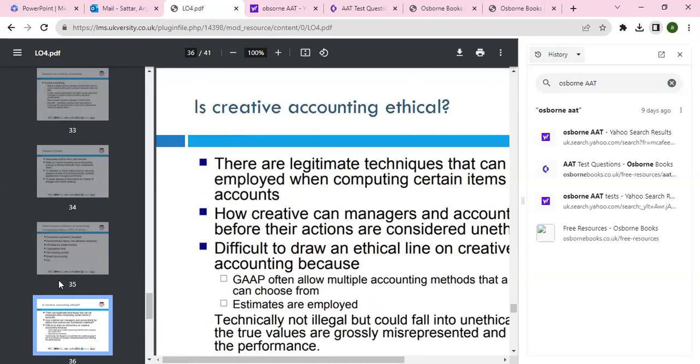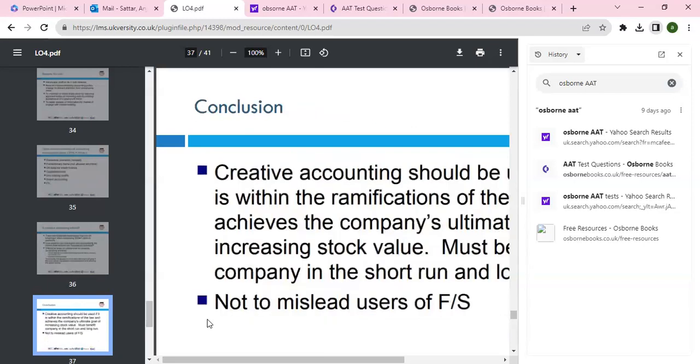There are legitimate techniques that can be employed, but creative accounting can be managed, and the accountant should consider their actions and the five professional codes of ethics. We discuss professional behavior, professional competency and due care, integrity, confidentiality, and objectivity. These ethics are also not just rules, to tackle these. Of course, standards carry on coming, which we need to bear in mind.